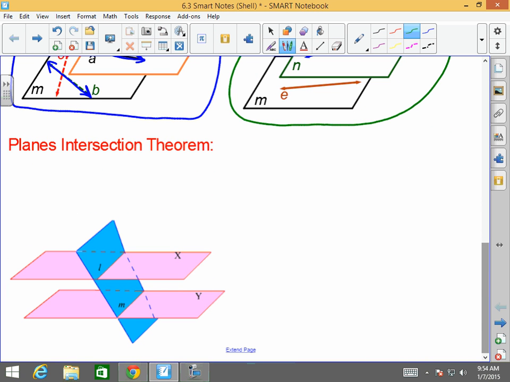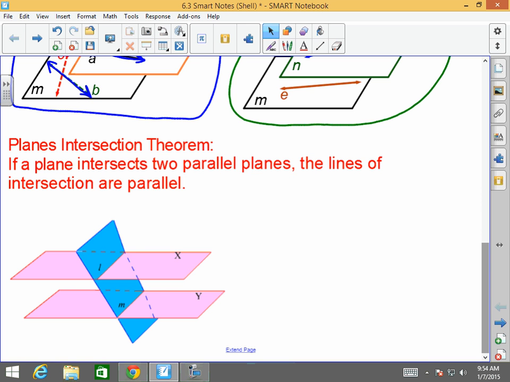Now, there is a planes intersection theorem. Again, I came up with the name. They just put like Theorem 49 or whatever it was. But the planes intersection theorem states the following. If a plane intersects two parallel planes, the lines of intersection are parallel.